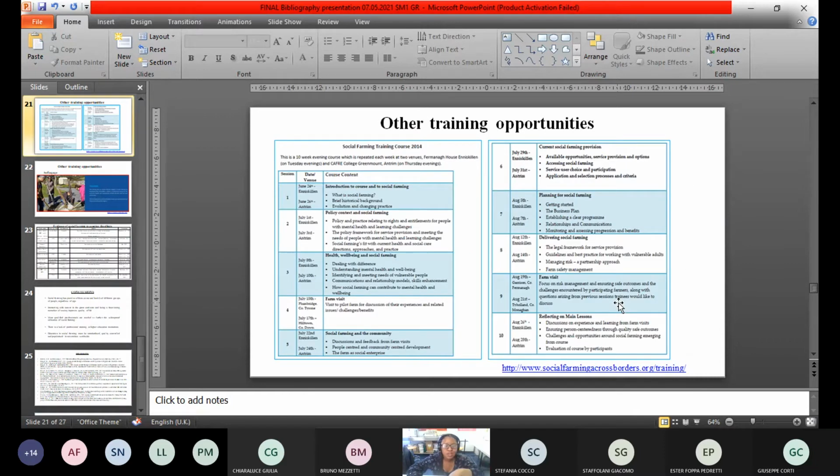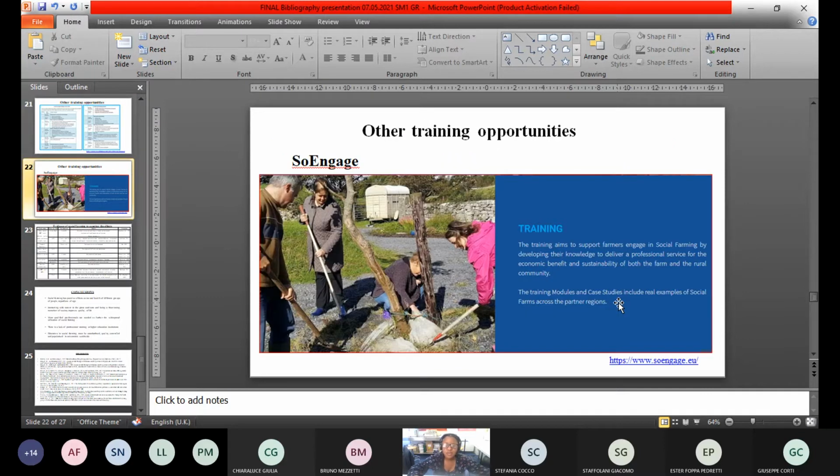There's also a training program that was established in 2014 by an organization called Social Farming Across Borders, which is based in Ireland. This training course was for 10 weeks, and they introduced social farming to whoever wanted to get into the social farming field and be prosperous in the field.